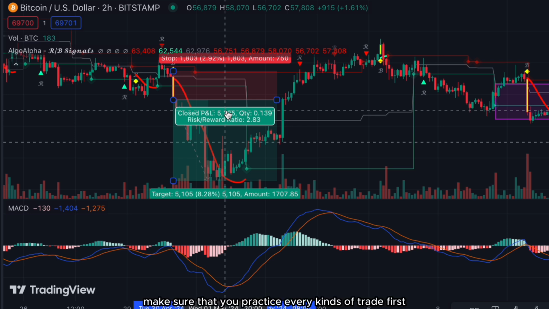Make sure that you backtest every kind of trade first before you try out any trading strategy. And the trading strategy must suit your pattern, your chart, and the indicator used in your chart. Backtest your position and be disciplined about any cut loss and take profit price based on the chart.